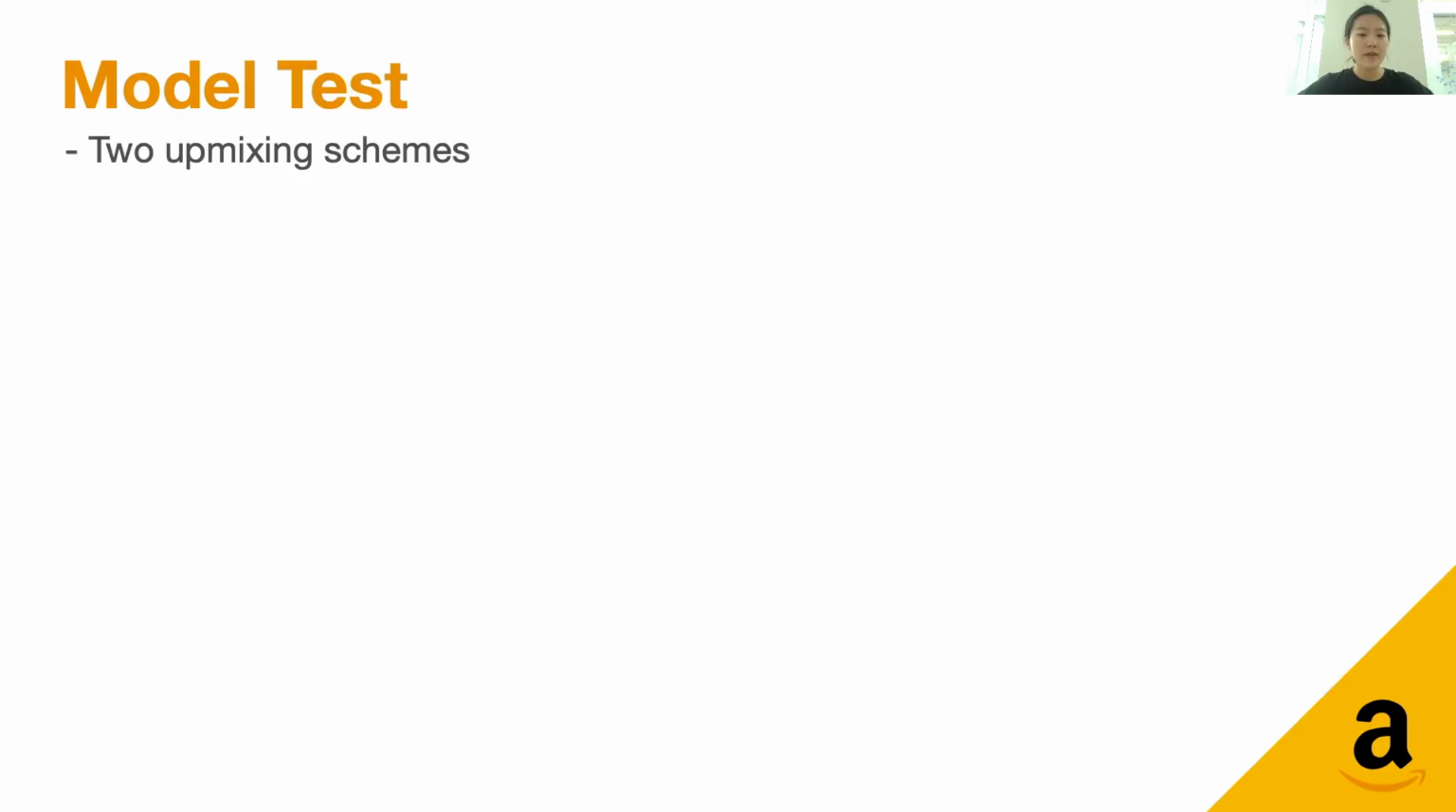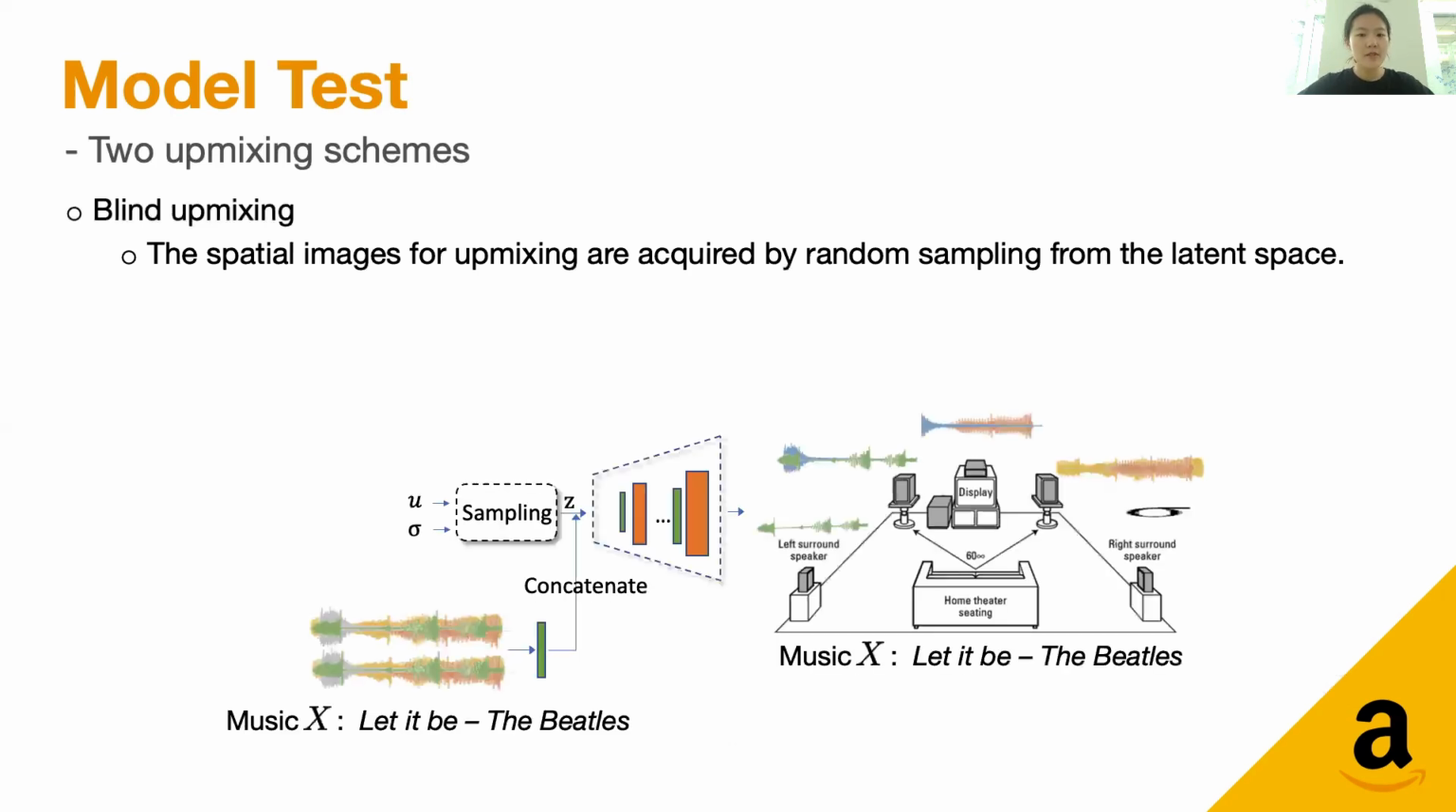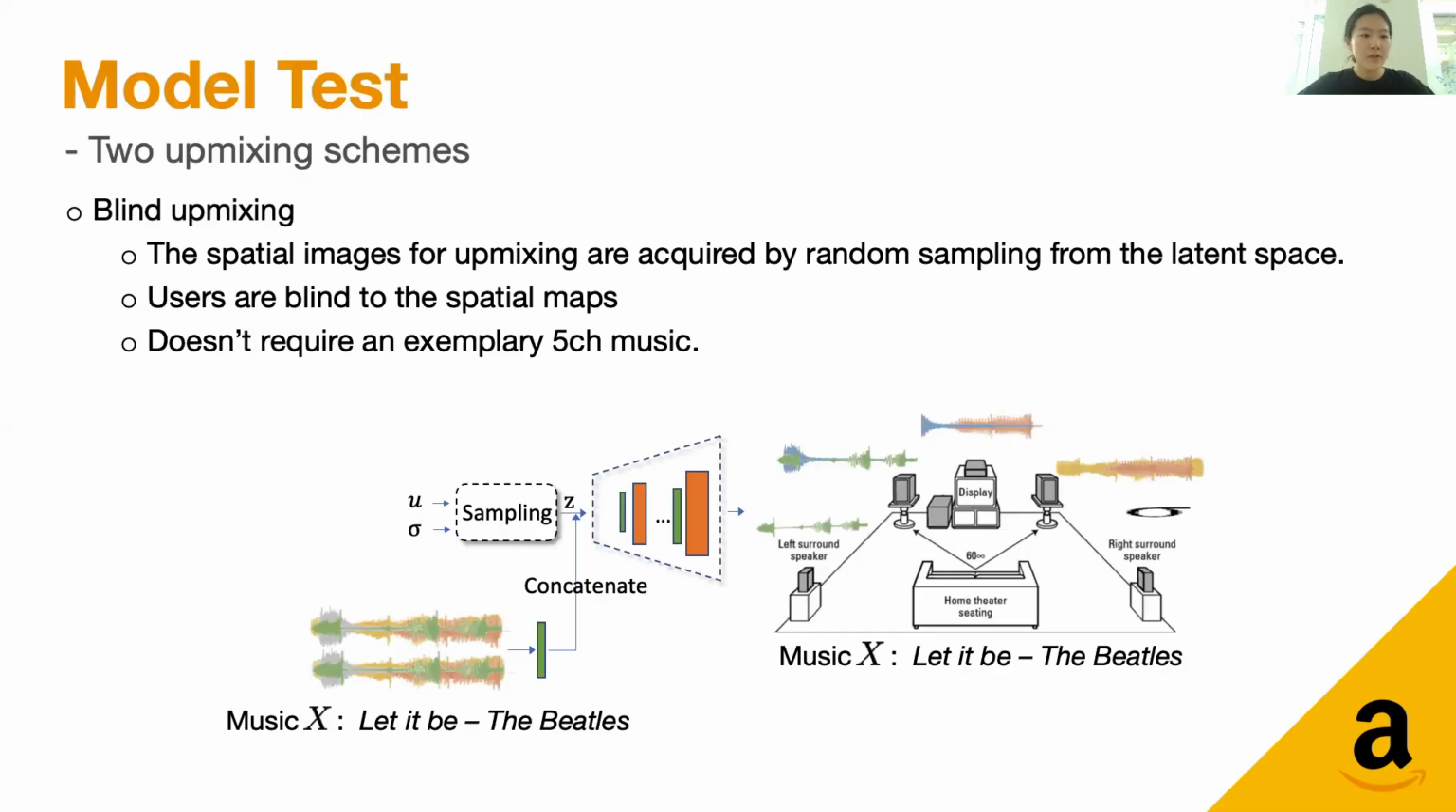Another upmixing method is blend upmixing. It uses random spatial images sampled from the learned latent variables so that the users are blind to the spatial control. But the good thing is it doesn't require a reference input to carry the spatial information as Hey Jude does in the previous case.